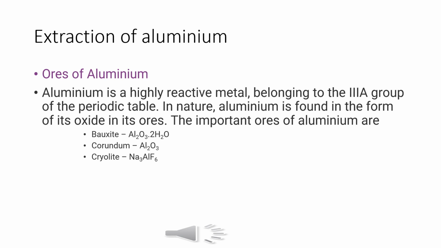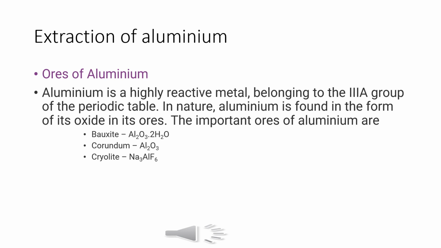In nature, aluminium is found in the form of its oxide in ore. You can find aluminium as an oxide, not as sulfate, not as chlorate or chloride or nitrate. You can find aluminium in the form of an oxide. And what are the oxides in which aluminium exists?